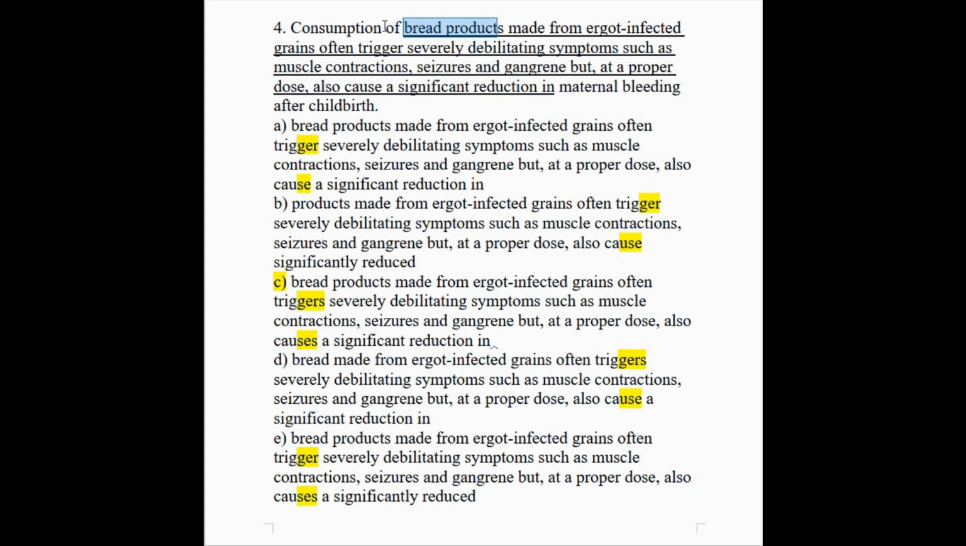And so the idea is that consumption is the main word here. It's the top of the noun phrase. It's the subject of the verb. And I hope that shows you just how difficult it can be to decide what the subject of the verb is. Really, of bread products is describing consumption, and then made from ergot-infected grains is describing bread products. And so it really is consumption that's right at the top.